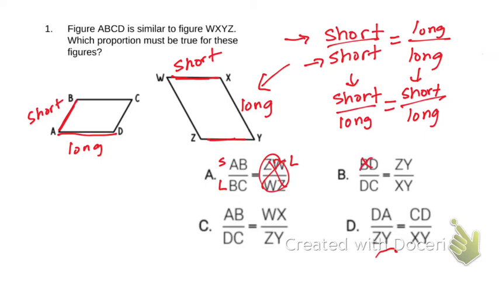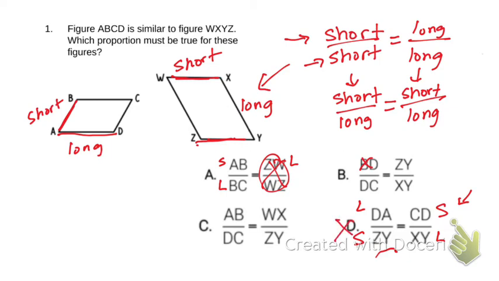Let's jump down here to D. D says line segment DA, which is the long side, compared to ZY. Uh-oh, that's a short side. And then we're going to compare line segment CD, right here, that's a short side, to XY, and that's a long side. So do you notice how if I have the long side at the top of the ratio, then over here on the right side, the long measurement must be on the top of the ratio. So I can't flip these.